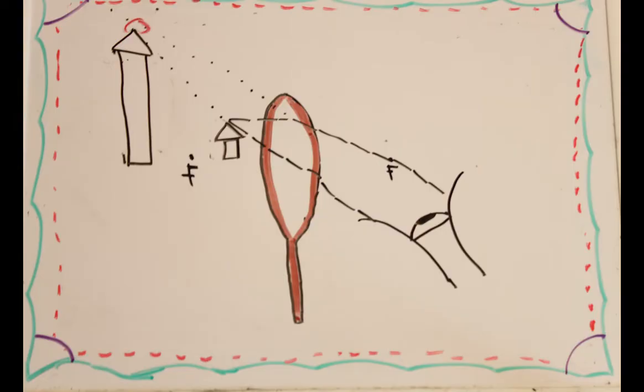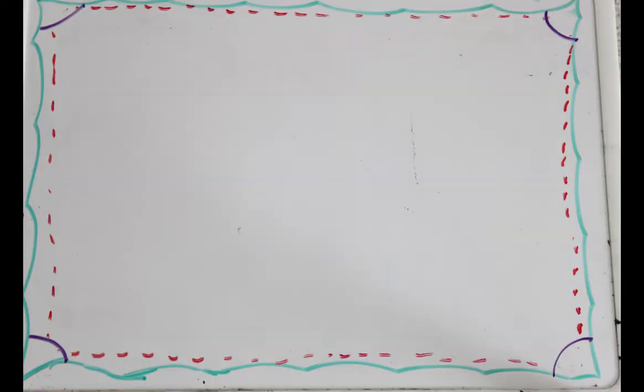This makes the image appear behind the lens and larger than the object, while not being inverted. So, the image is virtual, enlarged, and upright. So that is how a magnifying glass makes objects look bigger.